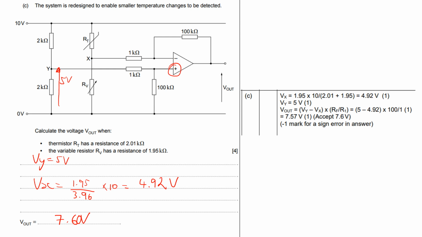Okay, the equation's there. V diff times gain, which is RF over R1, equals V out. That's where that's come from.